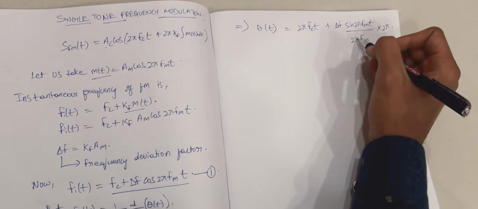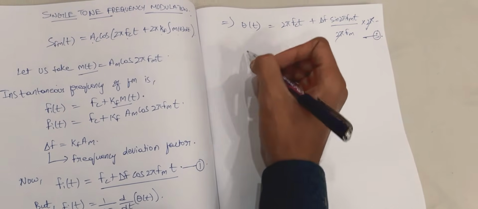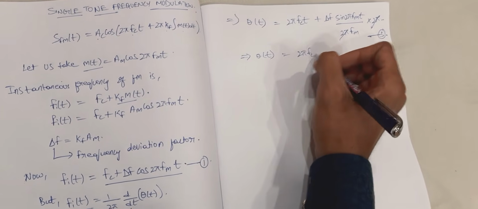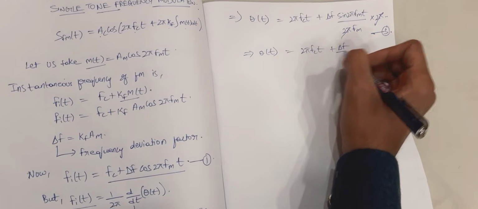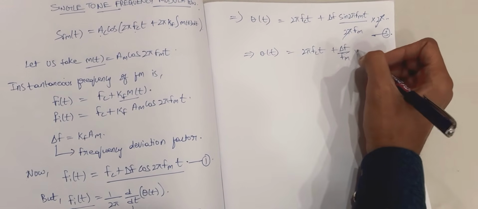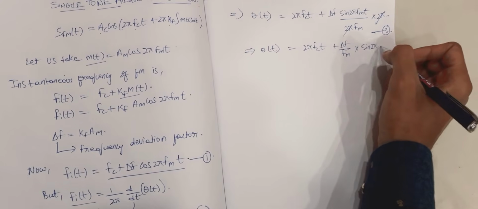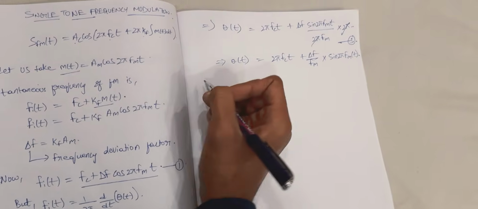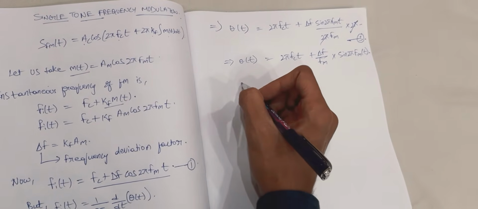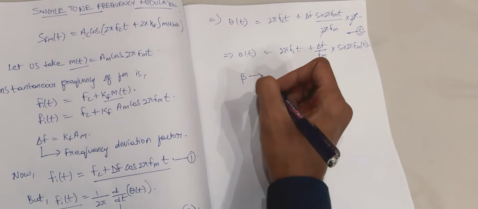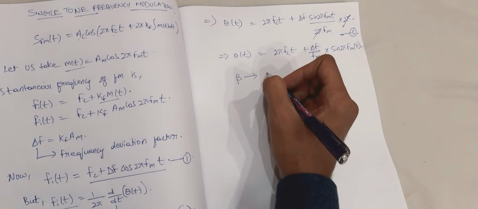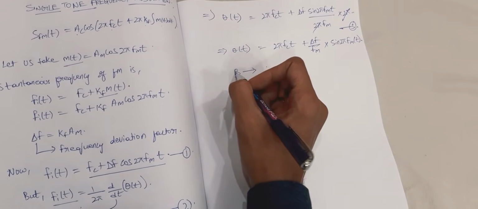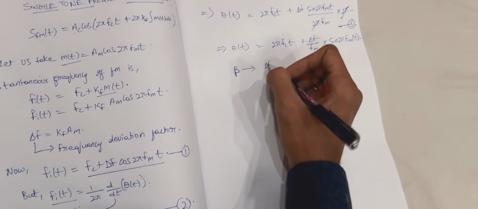Now here the 2 pi and 2 pi cancel, so we get theta(t) equals 2 pi fc t plus delta f by fm into sin(2 pi fm t). Now we know that the modulation index is always represented by beta. It is the ratio of the frequency deviation delta f to the modulation frequency fm. So we can write beta as delta f by fm.